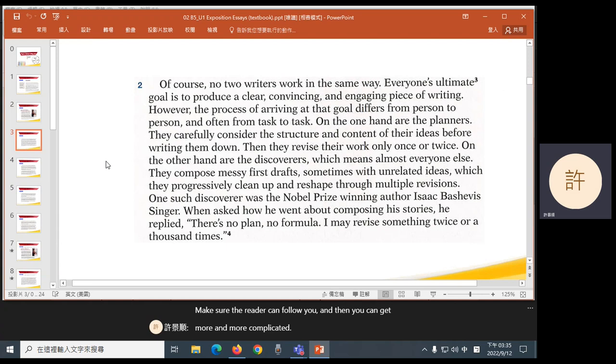So if we wanted to make the order of planners and discoverers follow the same order as the essay, how can we fix this problem? Well, the easiest way is to give an example for the planner, right? That way it's not top heavy, it's not bottom heavy, it's equal. And so you can choose which one to put first.